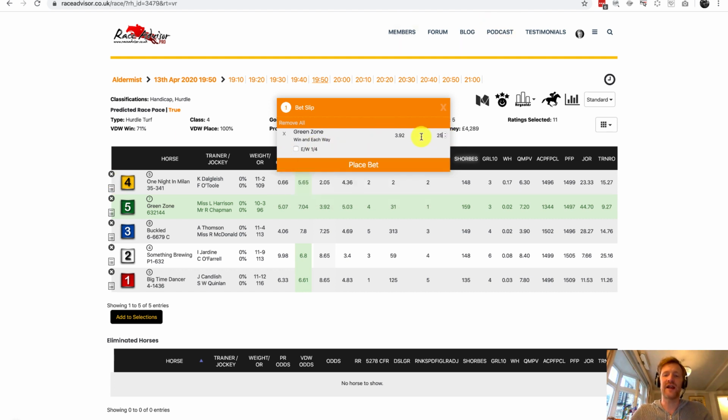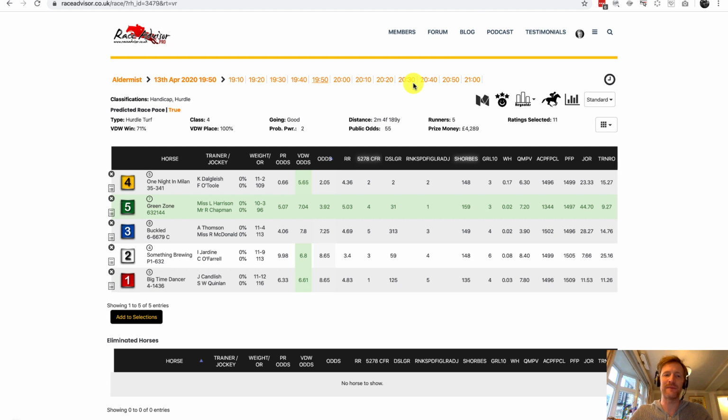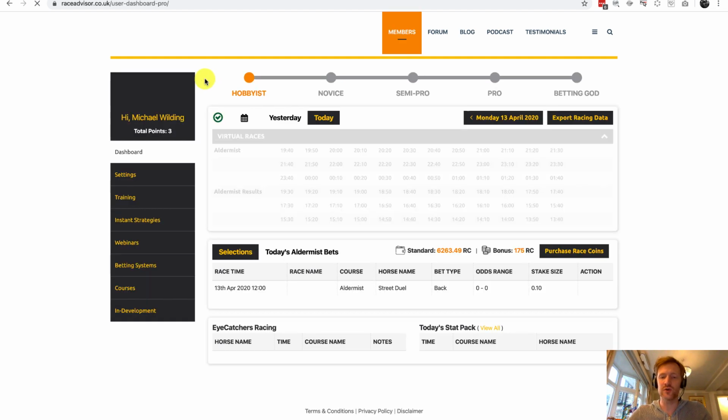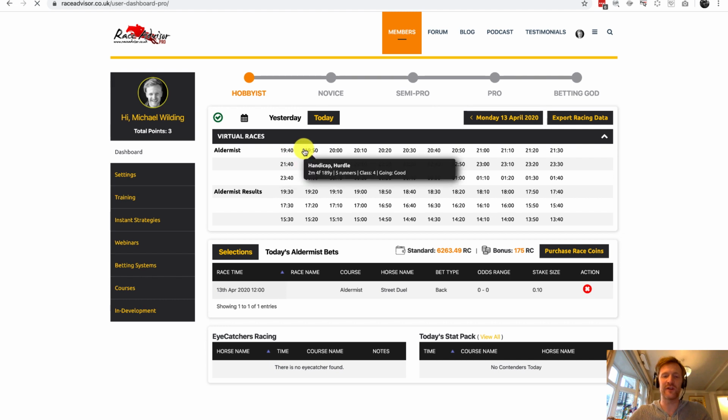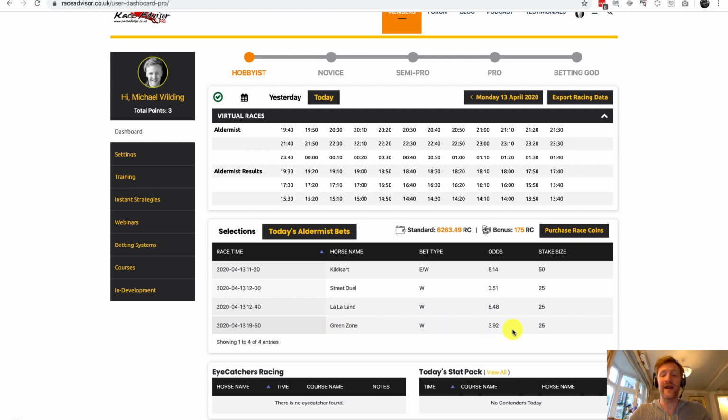I'm going to put this in at a stake of 25, so just type that in there and place the bet. In this case, I'm going to take it out of my bonus coins and place that bet there. That bet has been placed. So that's this strategy. I can come back and watch this race later when it's run. I'm not quite sure what the time is at the moment. We can see there's another race before this one, so it's going to be 7:32-ish, 7:33. So we can come back later and see that race. I can see that bet down here: Green Zone win bet, 3.92 for 25 race coins. Okay, so that's sitting down here nicely.